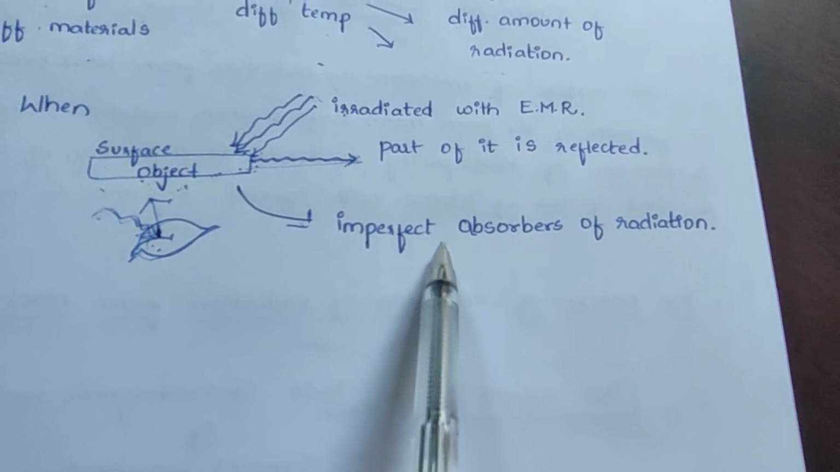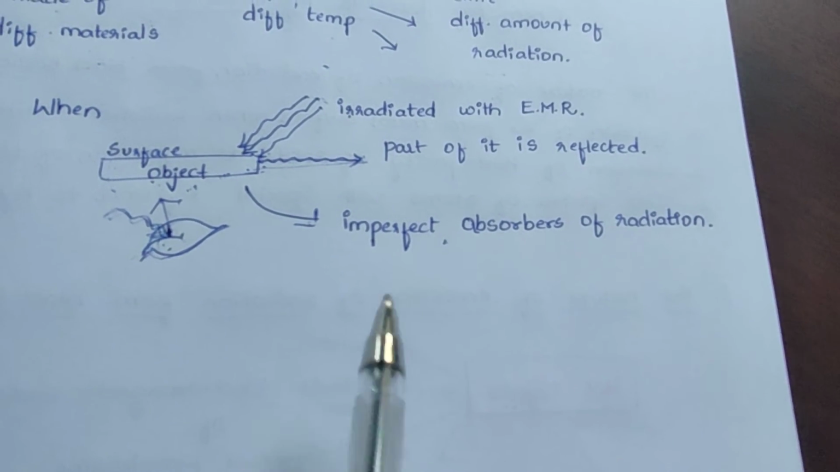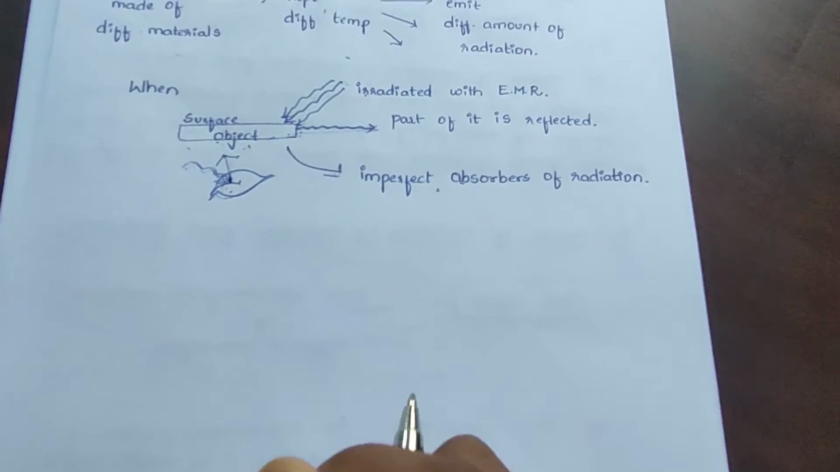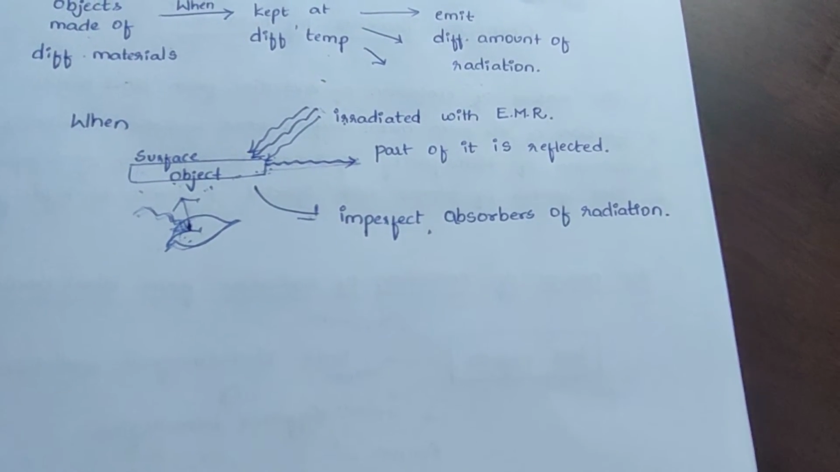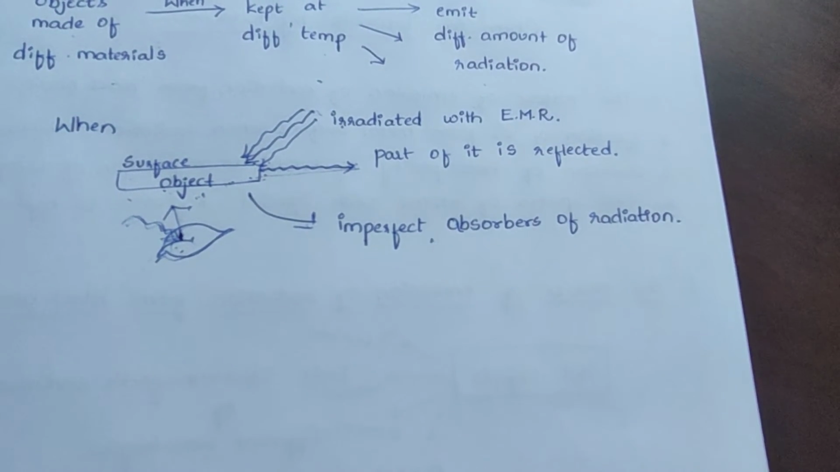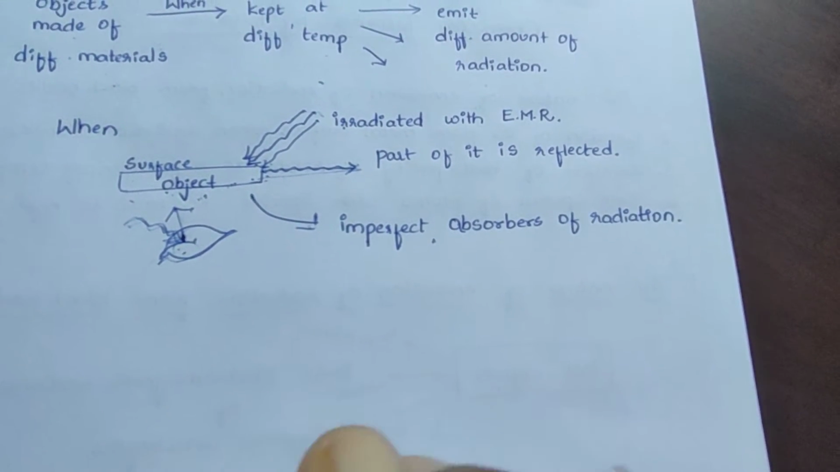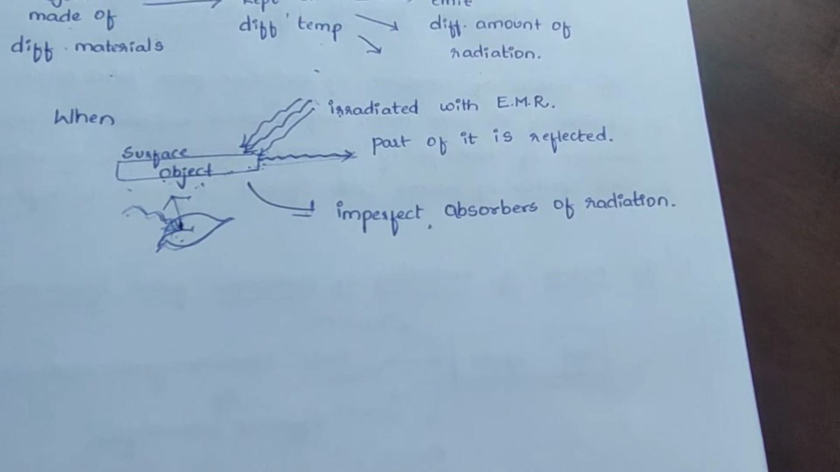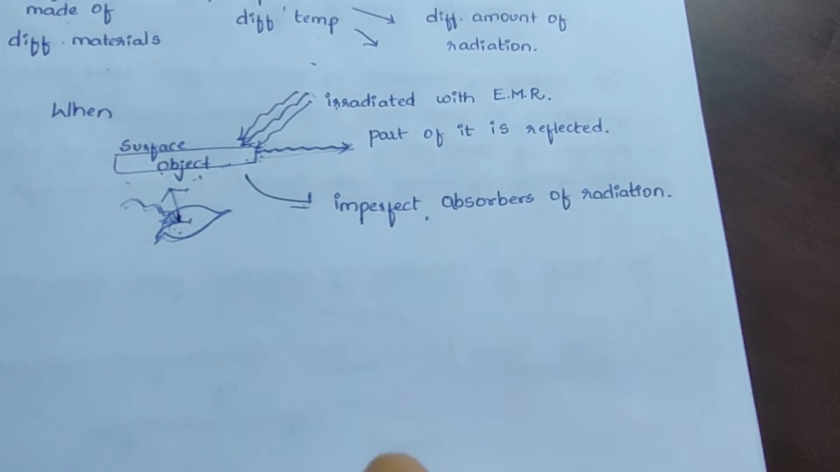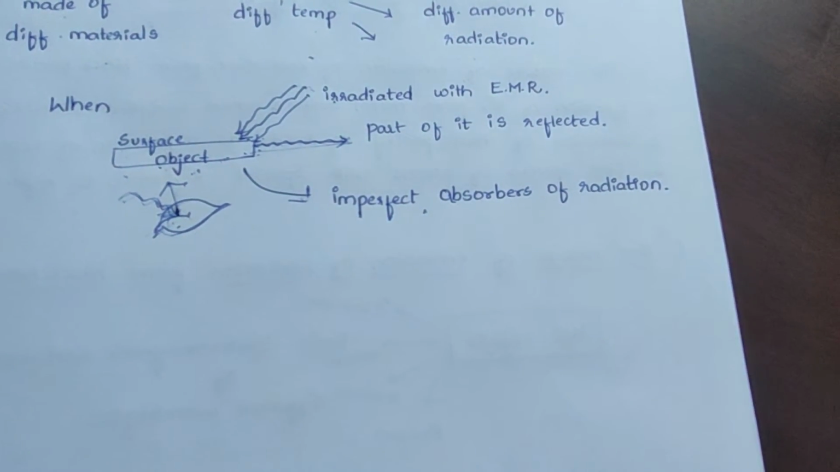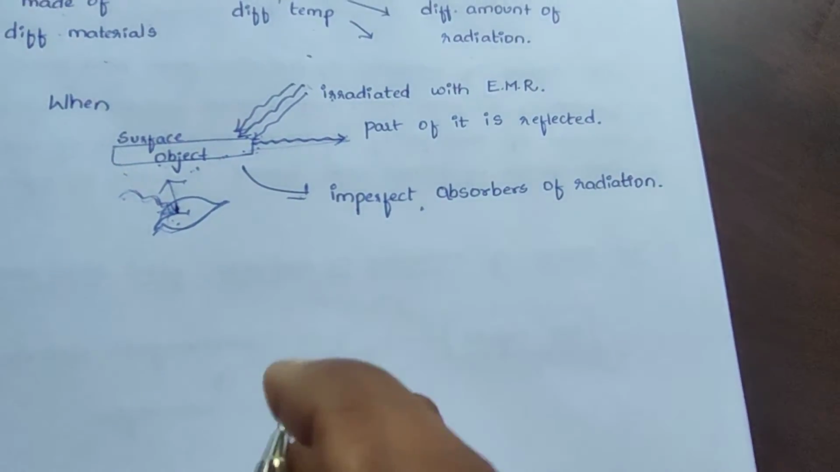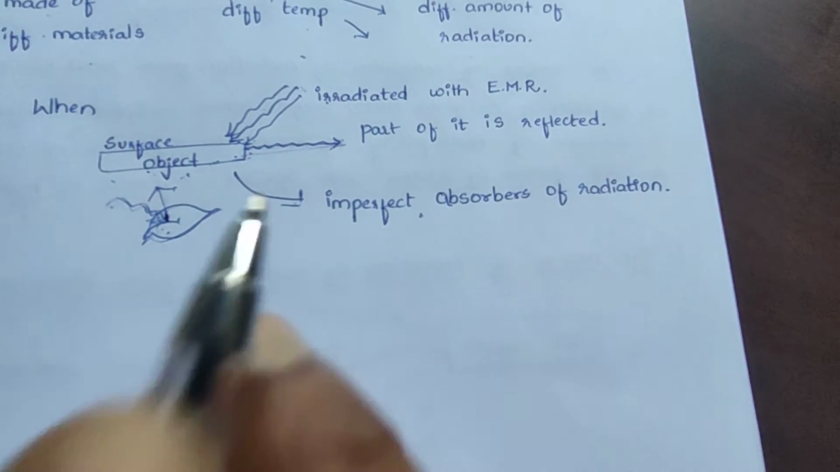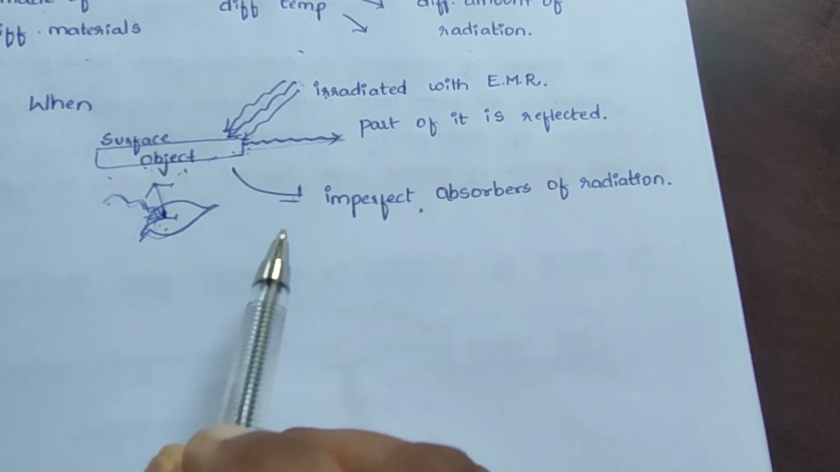So then, which objects absorb complete radiations? In nature we cannot find any ideal body which absorbs all the radiations. If an ideal body absorbs all the radiations uniformly and emits all the electromagnetic radiations absorbed by it, then that body is known as a black body, and the radiations emitted by such a body are known as black body radiation.